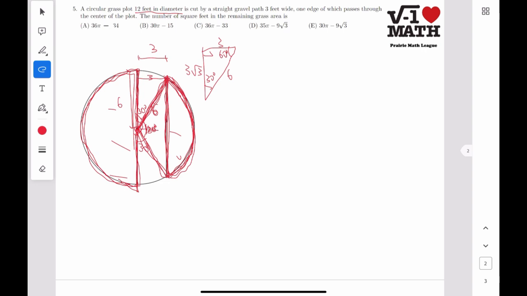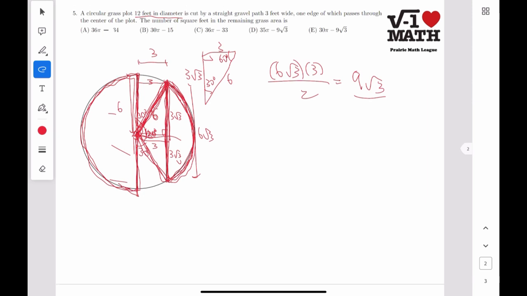Now this right triangle here is similarly a 30, 60, 90. So this is 3 square root of 3. Similarly, this is 3 square root of 3. Therefore, this entire thing is 6 square root of 3, and this has height 3. So the area of this triangle is just base times height divided by 2, which is equal to 9 square root of 3. Now, this is the area of the triangle.